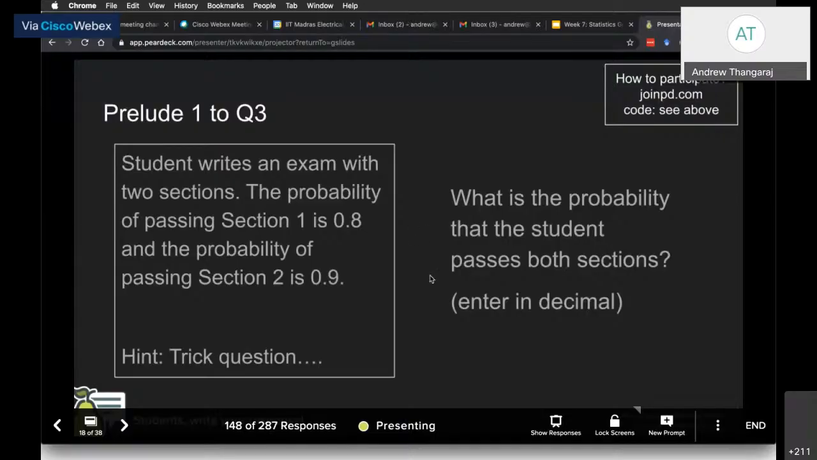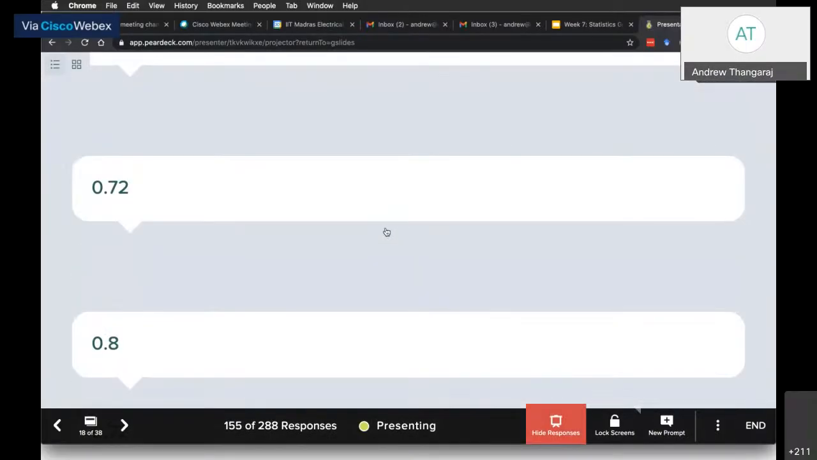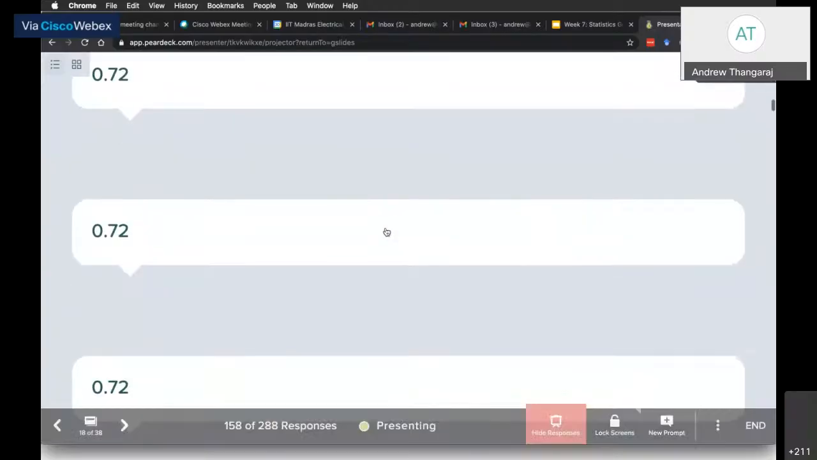Okay, so more than 50% of the people have answered, and I don't want to spend too much time on this question. So let me see the explanation. Look at this, 0.72, such a popular answer. Oh my God. Okay. All right.